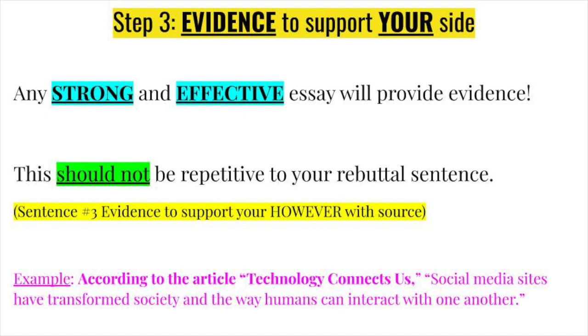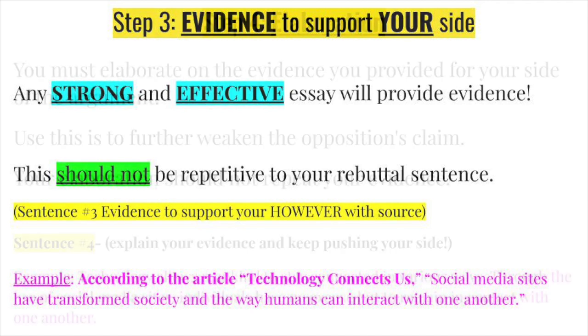All right, step 3, which is our third sentence of our counterclaim paragraph, is that it needs to be strong and effective, which means you have to provide evidence. This evidence should not be repetitive. It should support your however statement that you made. Example, according to the article, Technology Connects Us, social media sites have transformed society in the way humans can interact with one another. So there's my evidence supporting my however.